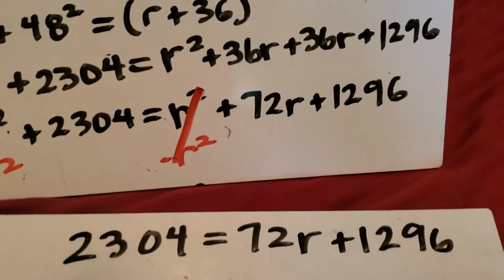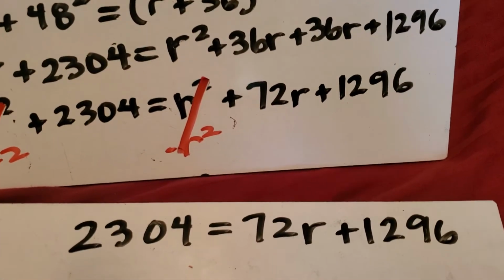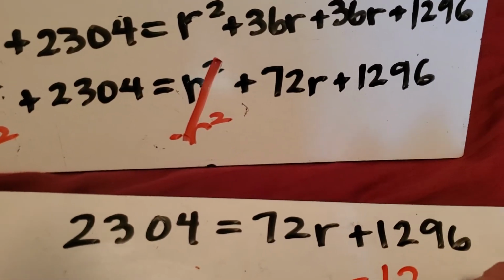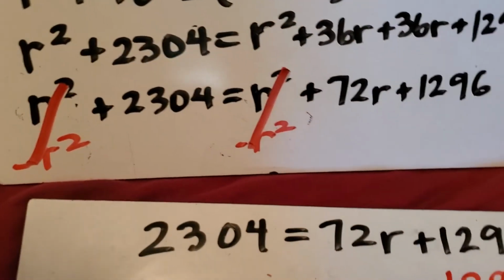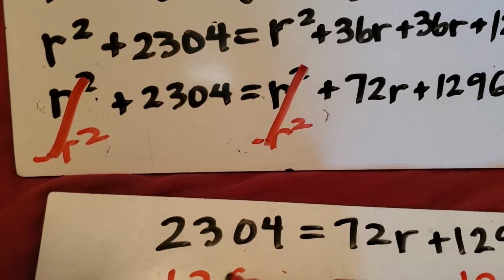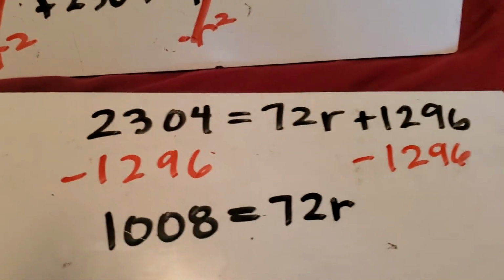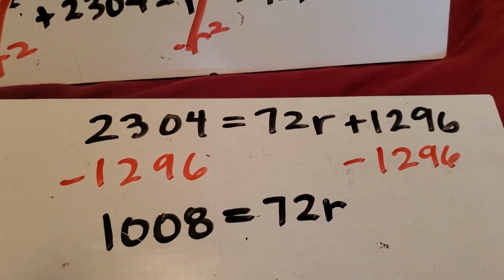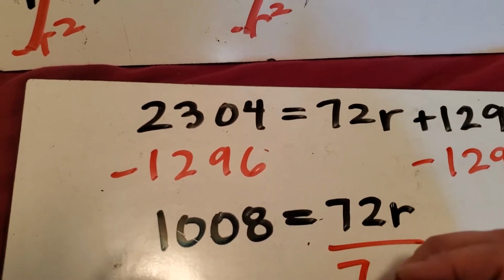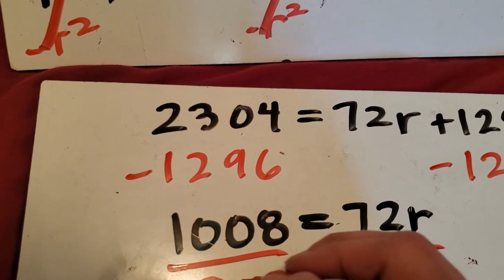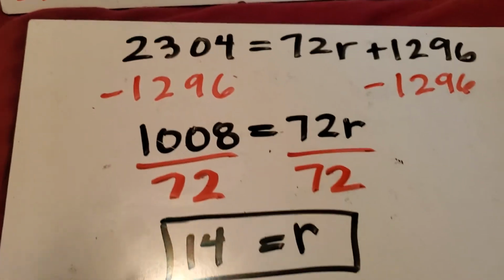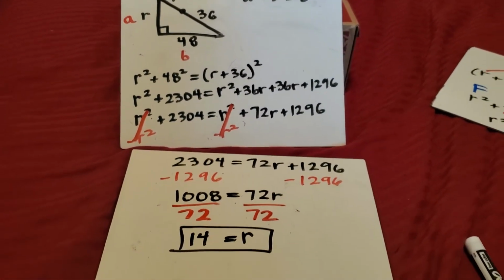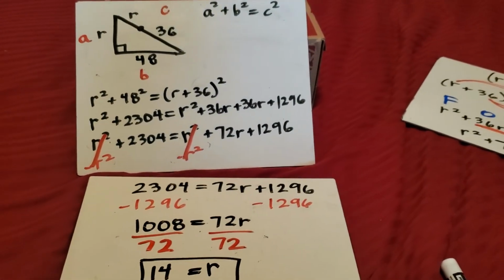So from there, continuing to solve for R, the next thing is we need to subtract 1,296 from both sides. Doing that leaves us with 1,008 is equal to 72R. One more step, divide both sides by 72, and we get that the radius is equal to 14. So now we found the radius of the circle, which is 14.